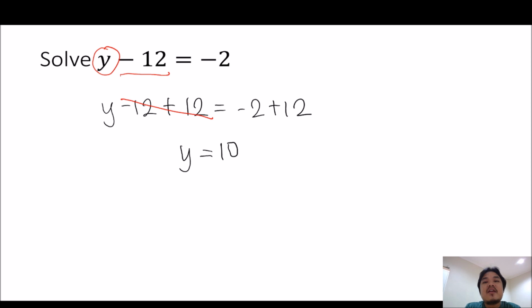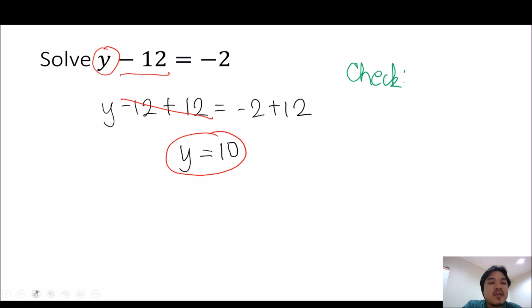And then you will take the sign of the bigger number. Since 12 is greater than 2, we will take the sign of 12, which is positive. So y equals 10, the answer. We can check it by substituting 10 to the original equation.